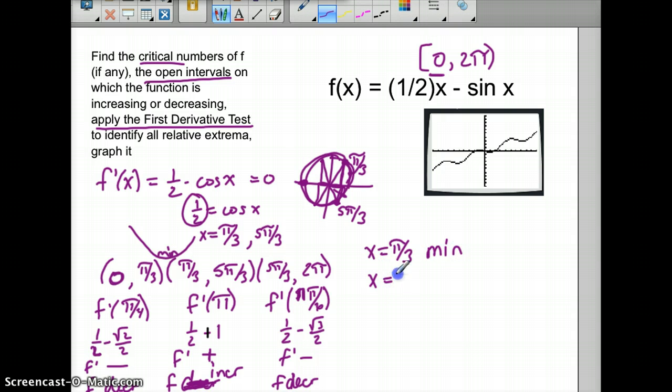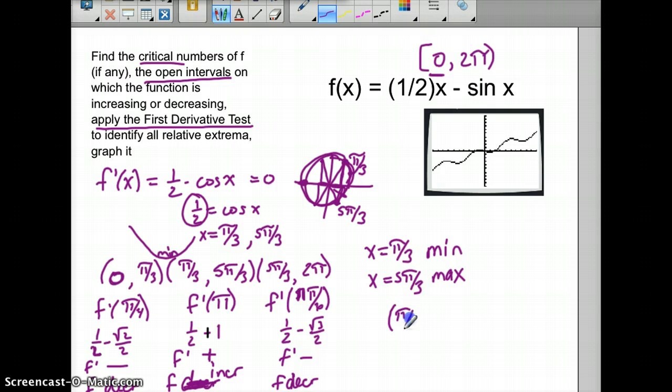And then at 5 pi over 3, the derivative changes sign from positive to negative. So our graph changes from increasing to decreasing. So using the first derivative test, since the derivative changes from positive to negative, the function has a maximum at 5 pi over 3. And often they will ask you to find the y value for these values.